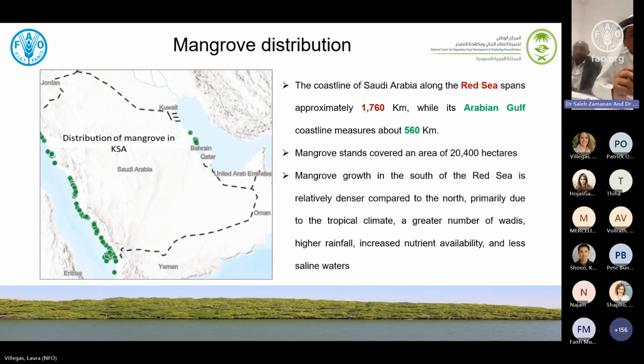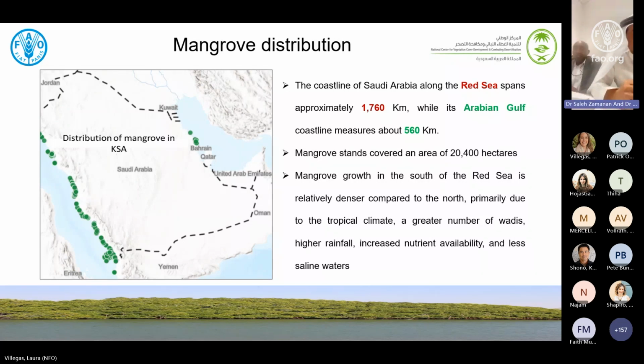If you compare the North Red Sea and South Red Sea coasts, you will see that mangrove has higher density because of many factors, like fresh water, which comes by wadis from the mountains, and lower salinity and lower waves.